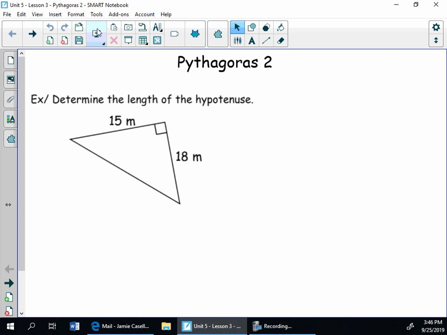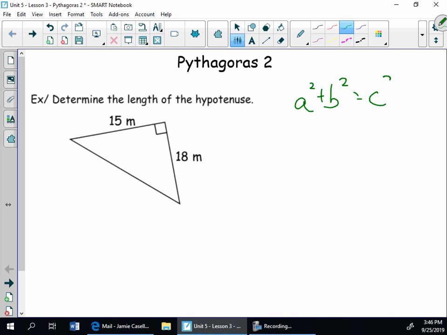Pythagoras allows us to find the unknown sides in a right triangle. It uses the formula a squared plus b squared is c squared, where c is always your longest side. In this case, c, also called the hypotenuse, must be across the right angle, has to be over here. A and B are interchangeable, I don't really care which one's which, as long as you call them A and B.